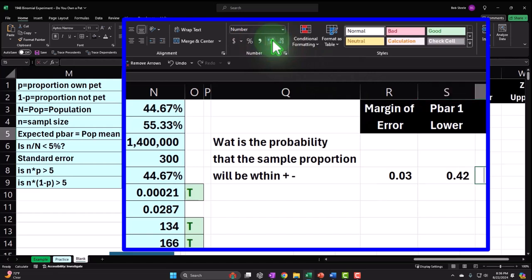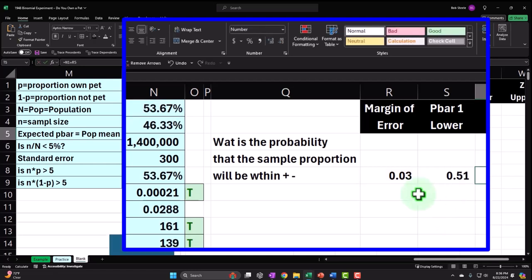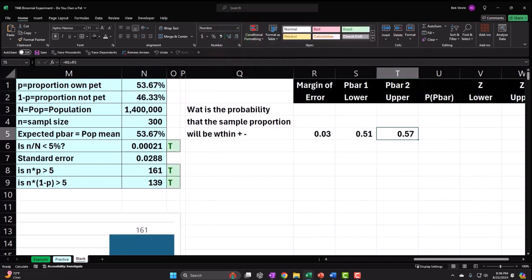The upper bit is going to be the middle point, the mean or the proportion, 44.67, plus the margin of error, how far around that we want to go. Let's percentify to recognize that. And then we can calculate that.